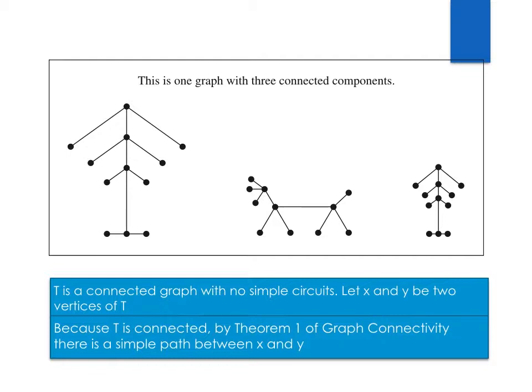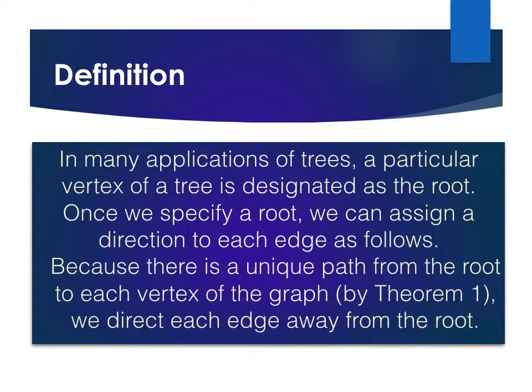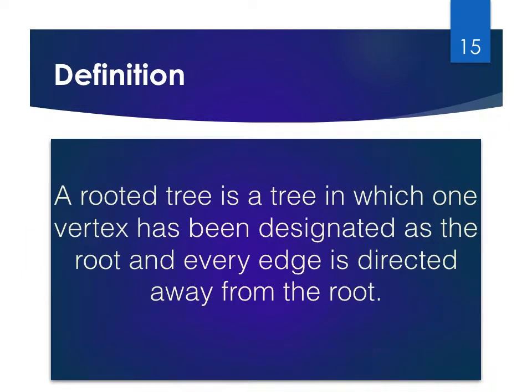It's called rooted trees. In many applications of trees, a particular vertex of a tree is designated as the root. Once we specify a root, we can assign a direction to each edge as follows. Because there is a unique path from the root to each vertex of the graph by Theorem 1, we direct each edge away from the root. Thus, a tree together with its root produces a directed graph called a rooted tree. A rooted tree is a tree in which one vertex has been designated as the root and every edge is directed away from the root.